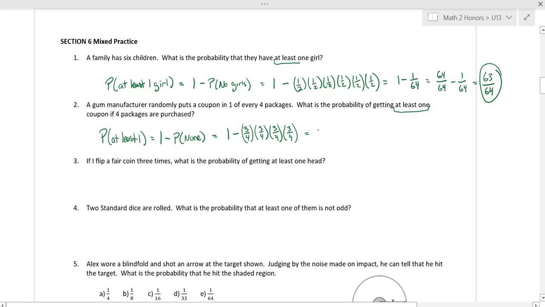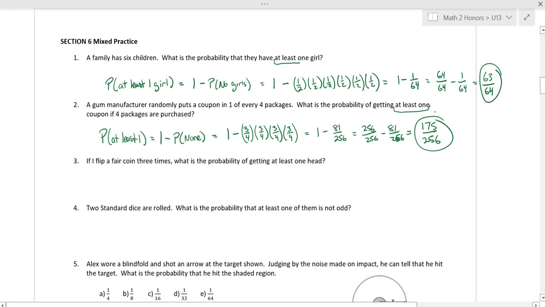We end up with 1 minus 81 out of 256. 1 is 256 out of 256. Minus 81 out of 256. That comes out to be 175 out of 256.